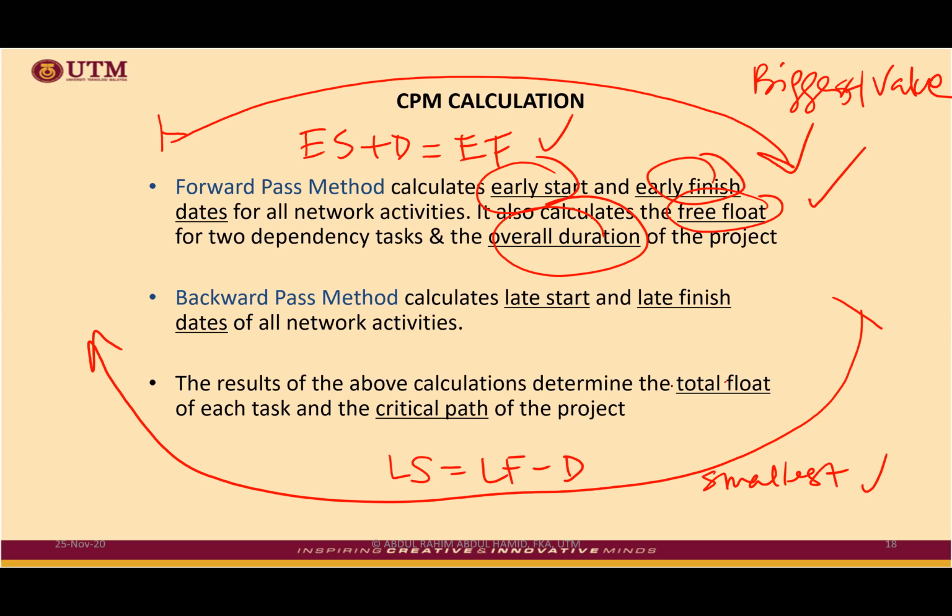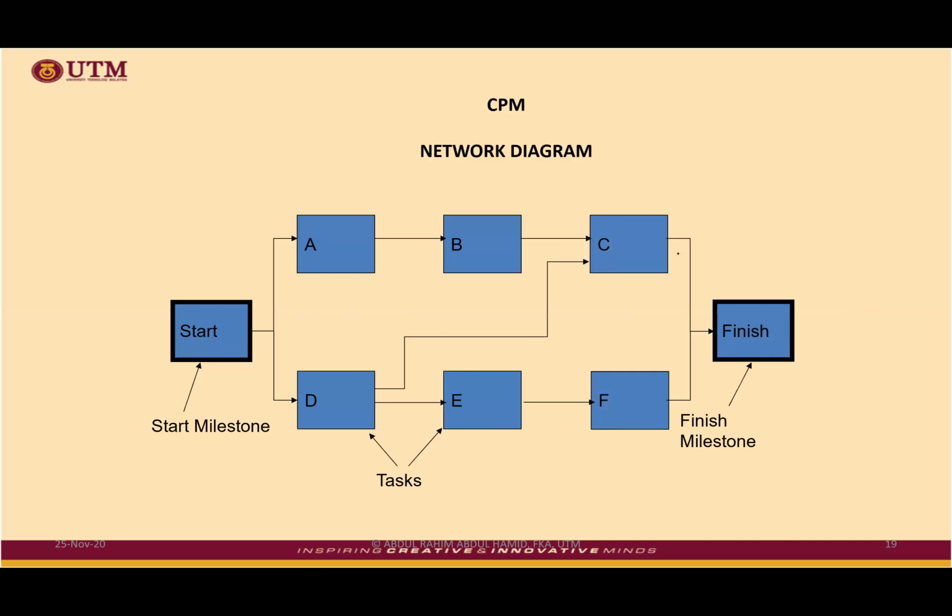Then you can calculate total float. For total float purposes, you need to have all the values, otherwise you cannot calculate. Then critical path. Critical path is defined when total float equals 0. That indicates that activity is a critical activity. When critical activities are interconnected, they are called the critical path. Okay, network diagram. A good network diagram is when you see everything is connected.